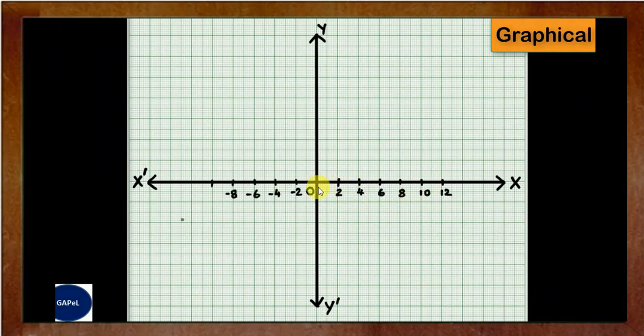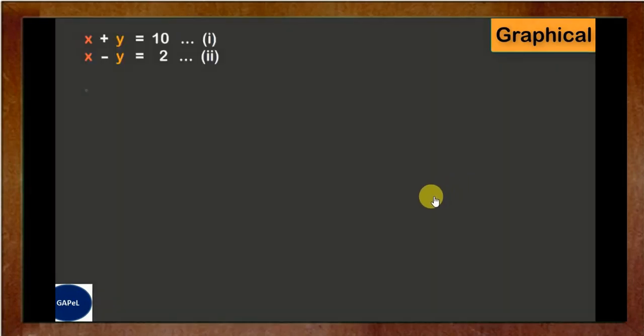I can also start with 0, 1, 2, 3, 4, but make sure the difference is the same. If I take 3, 3, 6, 9, 12, similarly here the side must be the same. Okay, so now I am following 2, 4, 6, 8. Okay, fine. So here is my question. Now let us solve by graphical method.